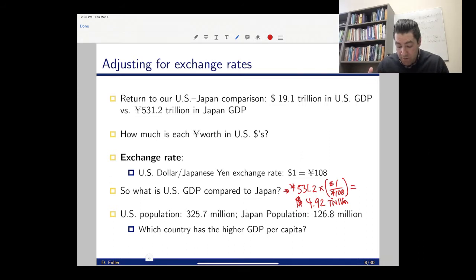So just to help us review some of what we're doing, which country has the higher GDP per capita? The US has a much higher GDP. We also have more people. So we can take our relative GDPs, divide them by the population sizes, and see what we get.